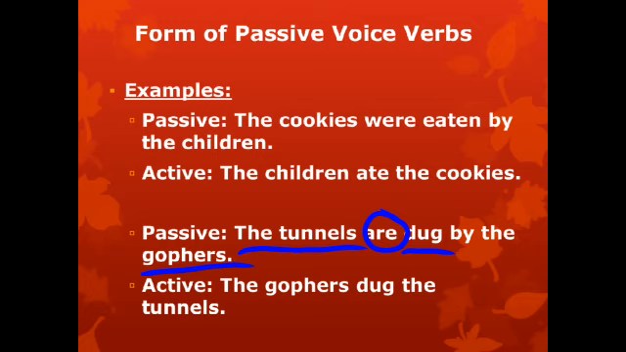In the active voice sentence, the subject is the gropers, who are doing the action. Here only the verb is given, the dug. Okay, the gropers dug the tunnels. Here the tunnels are the object of the sentence. Yes, is that clear now? Yeah, we'll move on to the next slide.